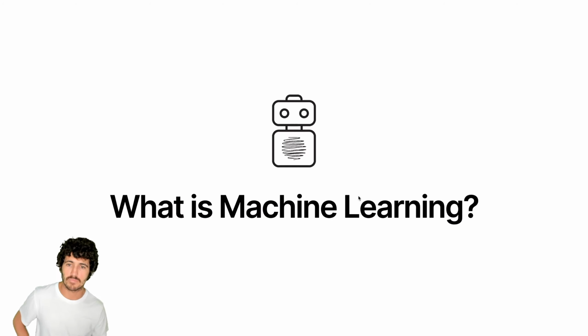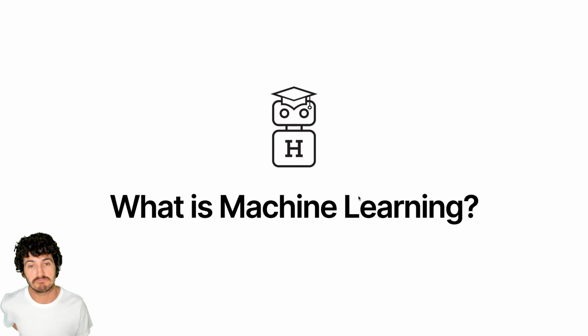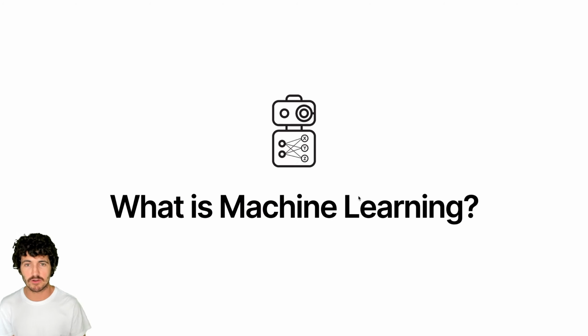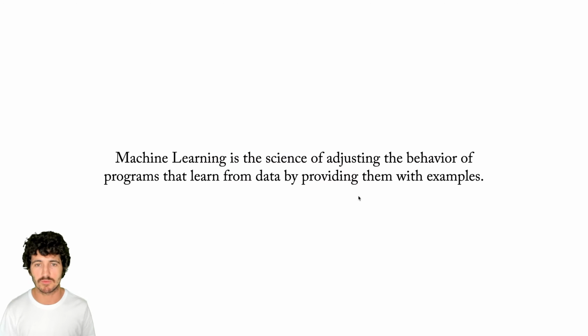Okay, let's get back to our slides. So what is machine learning? This is something that maybe you've heard of, maybe you know how to describe it, maybe you don't. I tried to come up with a quick description based on this book. Machine learning is the science of adjusting the behavior of programs that learn from data by providing them with examples. This means that there is a program that is able to change how it works and what outputs it provides just by changing the data samples that we're giving it.